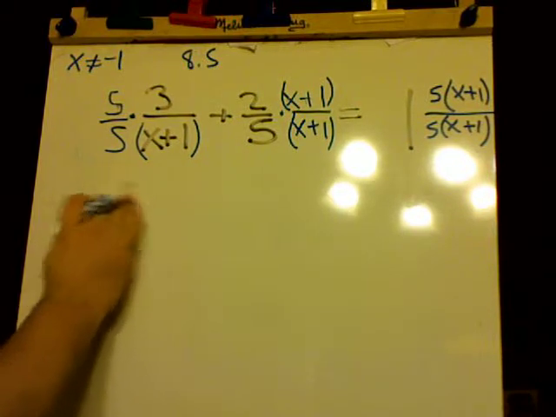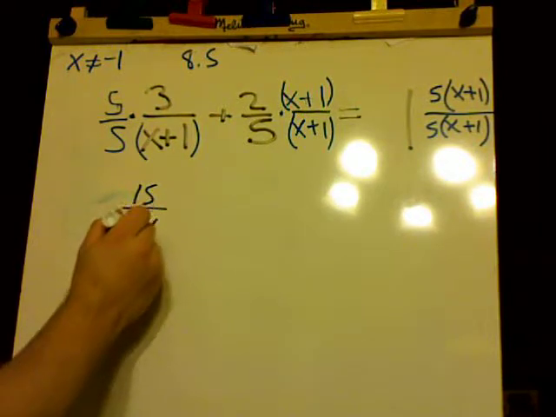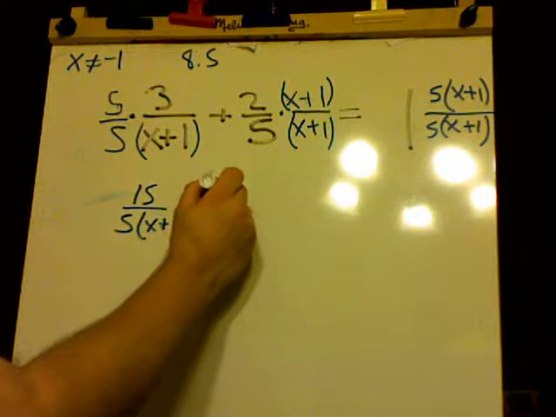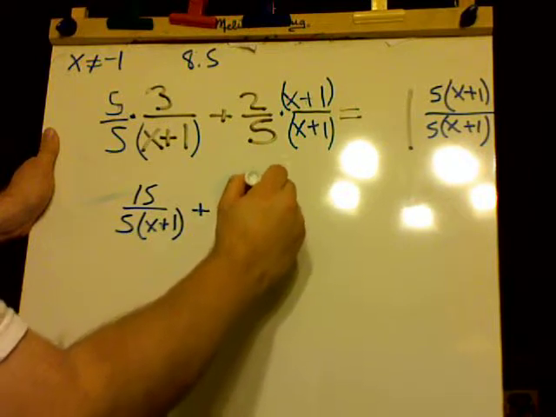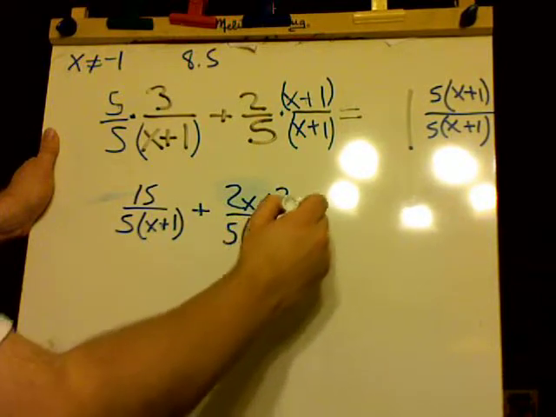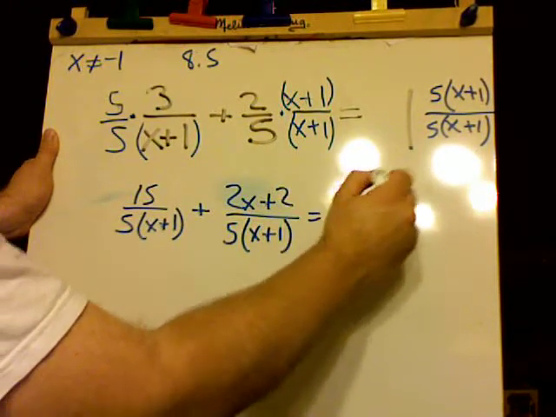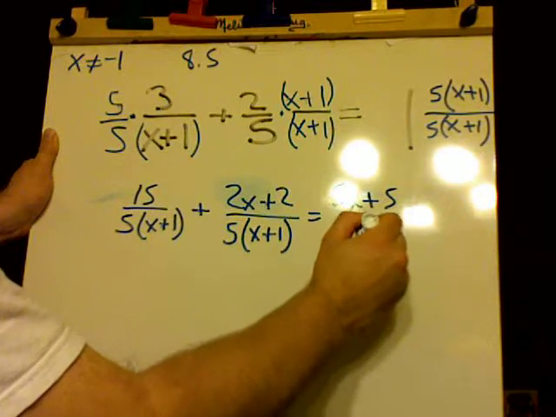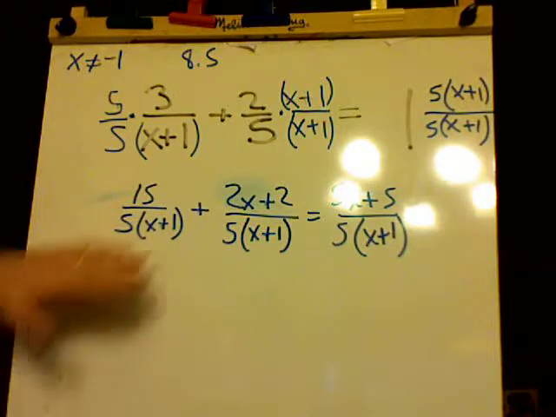Now I'm going to simplify these a little bit. 5 times 3 is 15 over 5 times (x plus 1), plus 2. I'll distribute the 2 here, that would be 2x plus 2 over 5 times (x plus 1), equals, distributing the 5 on the top, 5x plus 5 over 5 times (x plus 1). By finding this common denominator, I can essentially eliminate the denominator, because all these have a common denominator now.